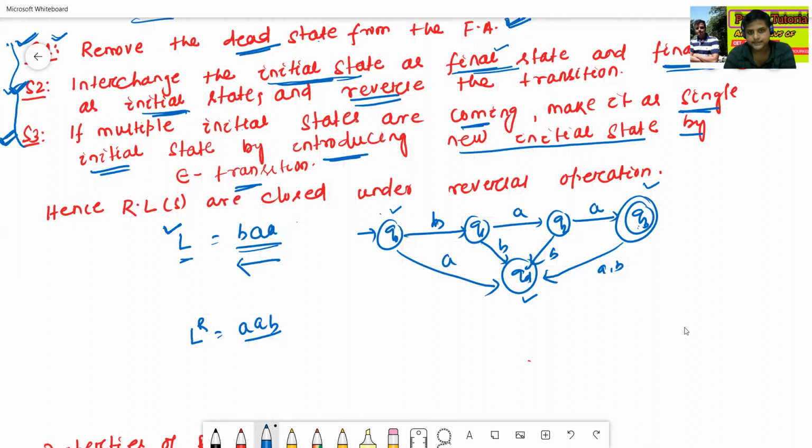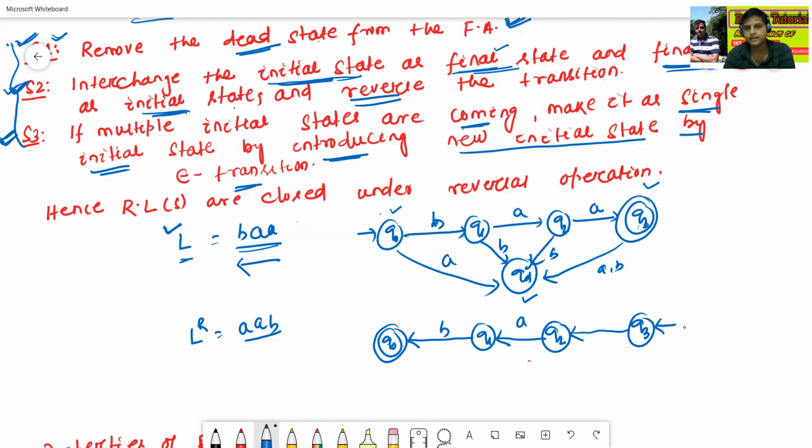Now see, this is Q0 as final, then this is Q1, then Q2, then Q3. Interchange the initial state as final and the final state as initial, and reverse the transitions. Here we'll reverse this transition. Here we'll reverse this transition. Now we'll reverse all the transitions. So Q3 will be the initial state. All transitions are B A A.